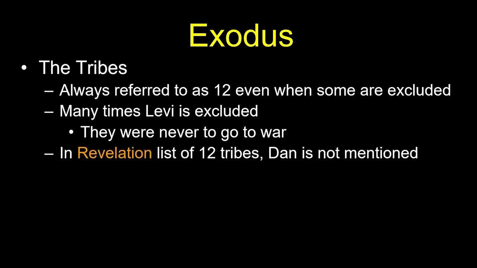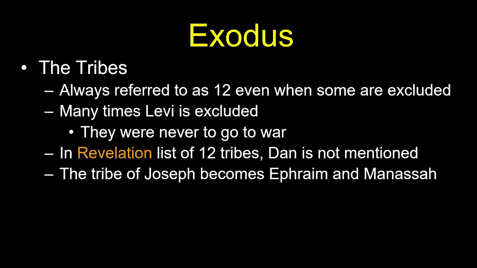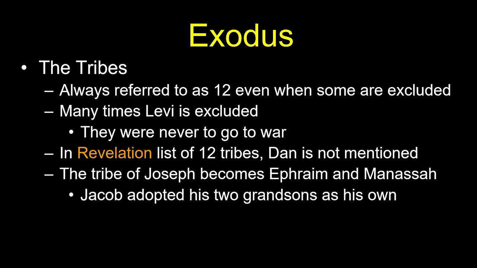In the book of Revelation, we have a listing of the 12 tribes in which the tribe of Dan is not mentioned. And you sort of don't notice that unless you've been clued to look for it, but you have 12 tribes listed, and yet the tribe of Dan is noticeable in its absence. You wonder, how can this be? Well, the answer, of course, is that the tribe of Joseph is split into two, Ephraim and Manasseh. Jacob, the father of the 12 tribes, adopted his two grandchildren. When he went to Egypt, Joseph had two children, Ephraim and Manasseh.